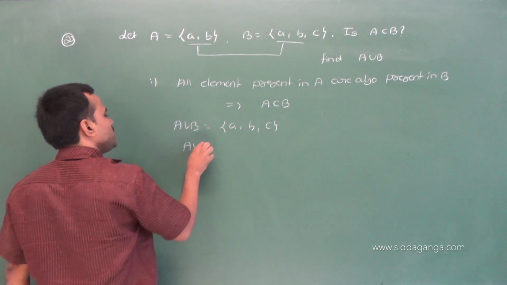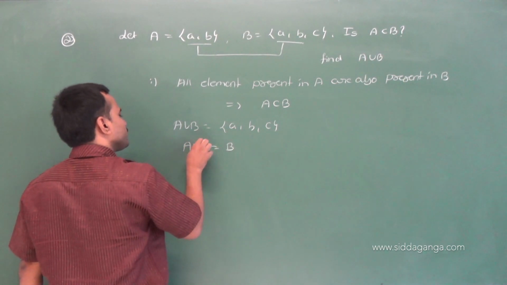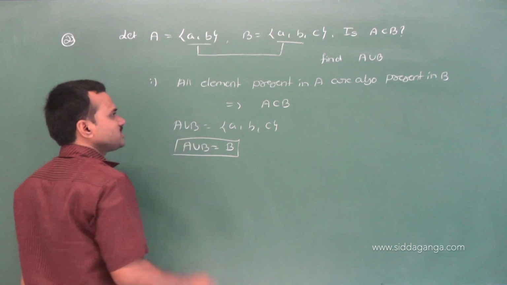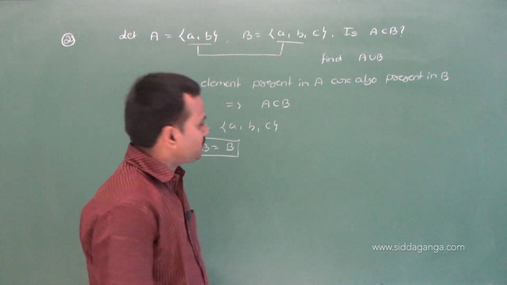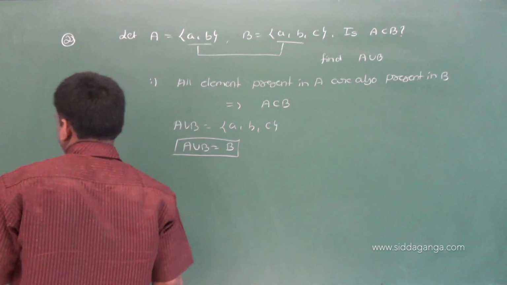So A union B is nothing but B. Very important. What is A union B? A union B is nothing but B. Second question is over.